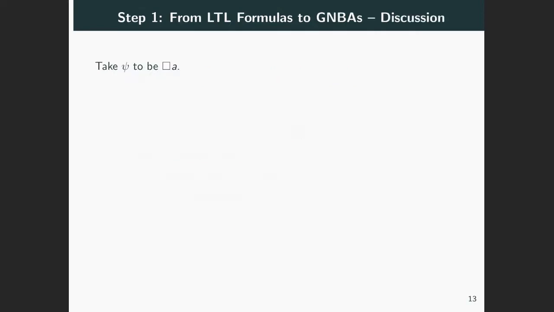Now some examples of this scenario idea. Let's take the formula psi to be always A for an atom A. And let's see what it takes for always A to be true. That is, what are the scenarios under which always A is true on some infinite sequence that starts in some state?